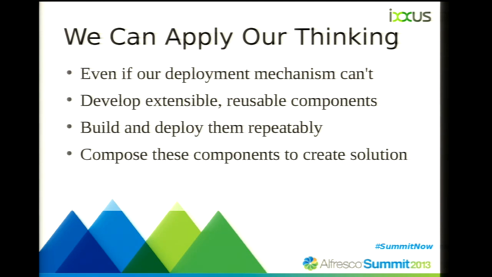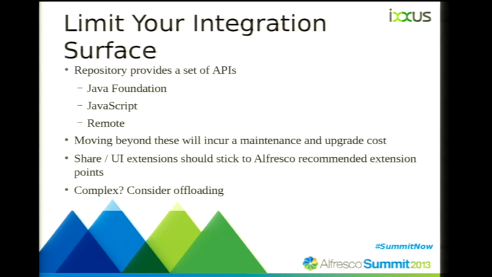So we want to develop those extensible, reusable components, and we want to ensure that we're building and deploying them repeatably. I don't know if anybody here uses continuous integration to build their AMPs or jar files. That's, to me, essential. You pretty much can't get a repeatable process unless you're testing it somehow, be that with a continuous integration server or a guy sitting there running through your build process. And then once we've got these components, we essentially want to compose them. So this composition produces the solutions that we want to deliver to a client at the end of the day.